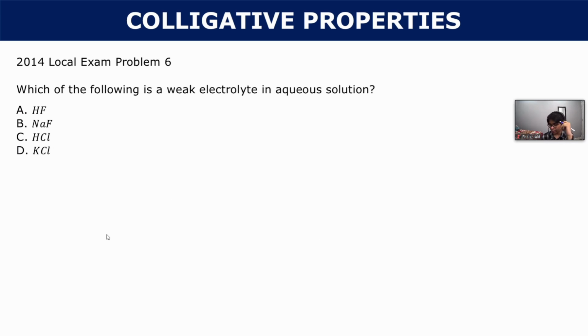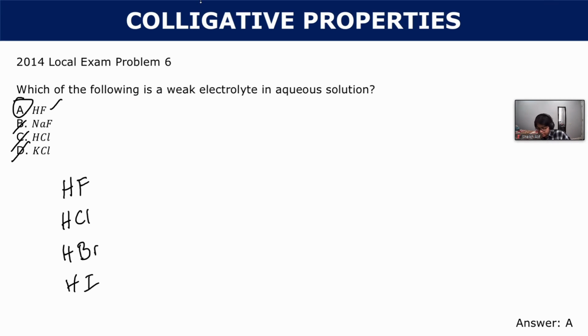Which of the following is a weak electrolyte in aqueous solution? So weak electrolytes are your weak acids and your weak bases. So let's go through and see which ones are weak acids and weak bases. HF is actually a weak acid, so we can keep that. NaF is not one of those. NaF is a salt, and that's a strong electrolyte, so that can't be it. Hydrochloric acid, HCl, is the face of strong acids, so that can't be it. And KCl is also a salt, so that can't be it. And so HF has to be the right answer, and we are correct.